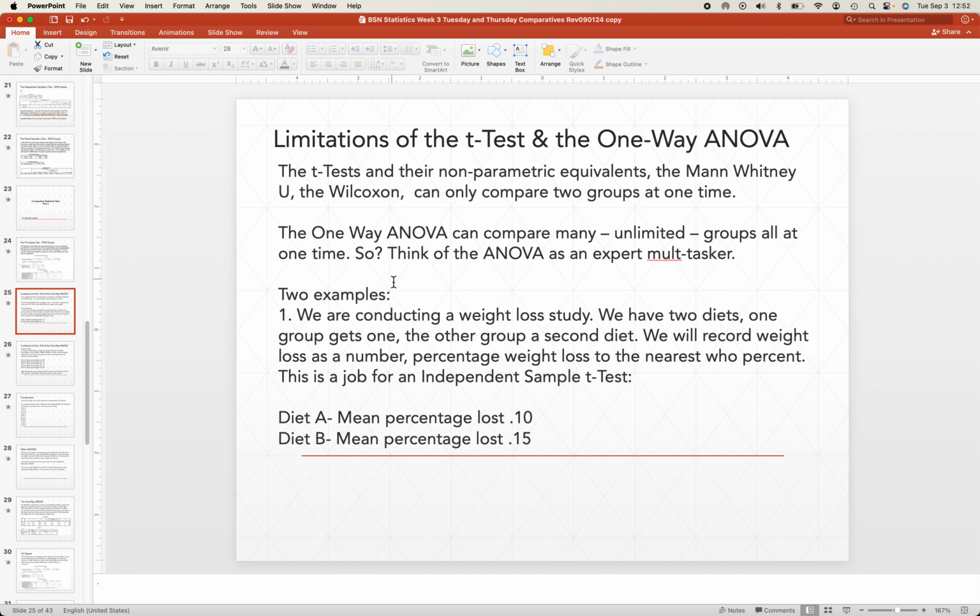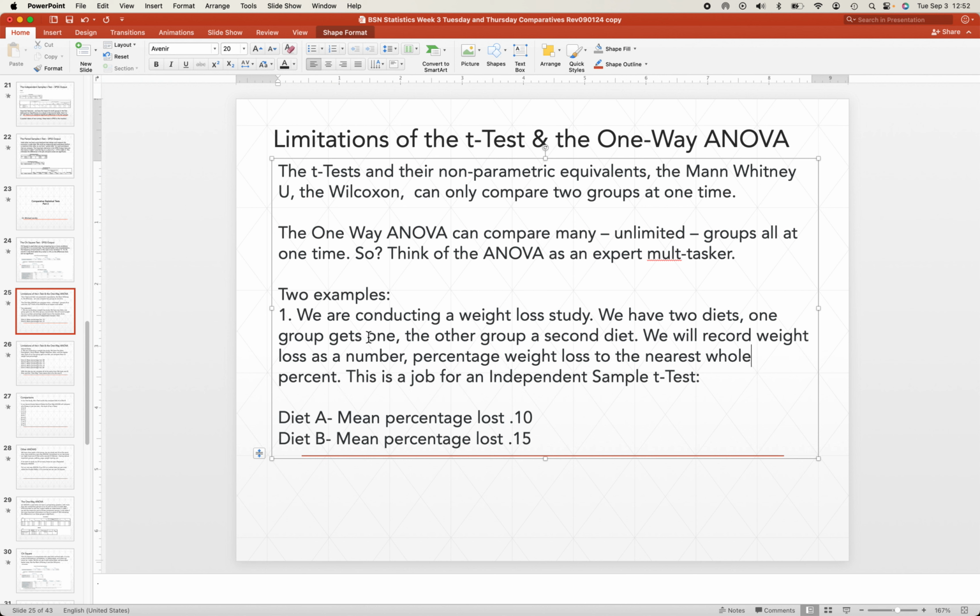So let's look at this example. Again, we're studying weight loss. We have two diets. One group gets one diet, say the keto diet. The other group gets a second diet, maybe the regular diet. We record weight loss as a number or percentage of weight loss to the nearest whole percent. And this is the kind of thing the independent samples t-test can do. In diet A, maybe we had a mean percentage loss of 10%. In B, we had a mean percentage loss of 15%.